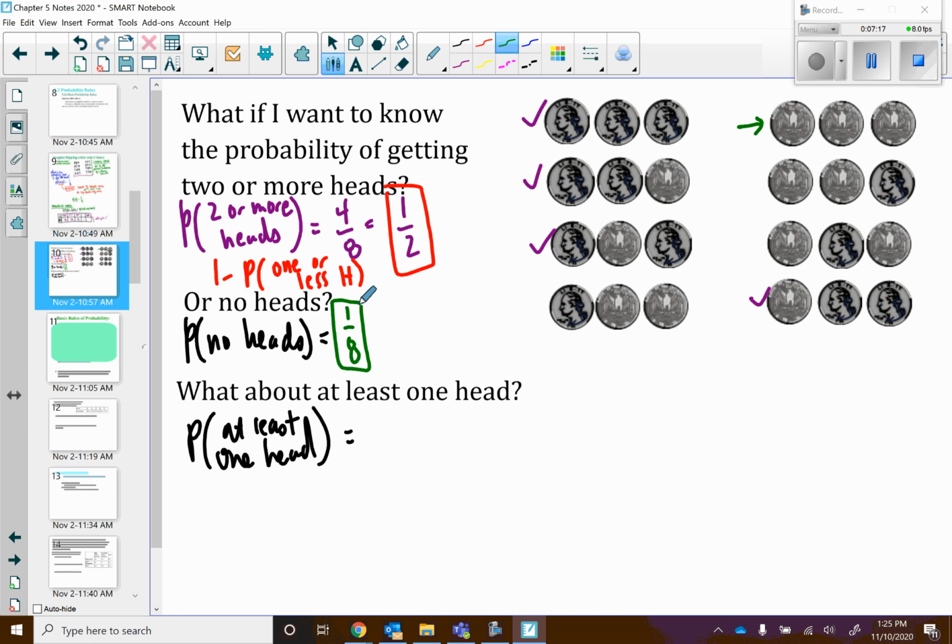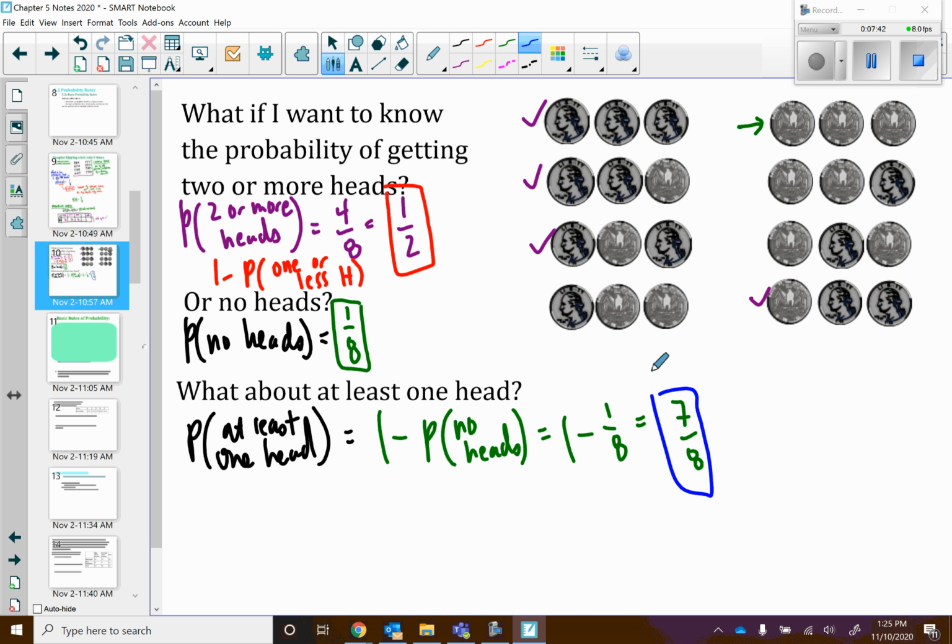And the probability of getting at least 1 head, well, think about this. That's the same as everything other than getting no heads. 1 minus the probability of no heads. So 1 minus the previous one, 1/8, we would get 7/8 is our probability here. Now you definitely could have gone in and counted all the times that you get at least 1 head, right?